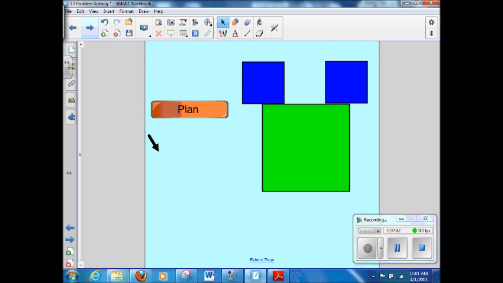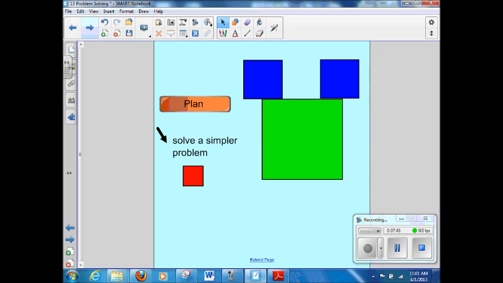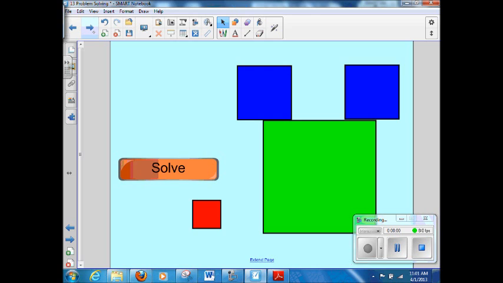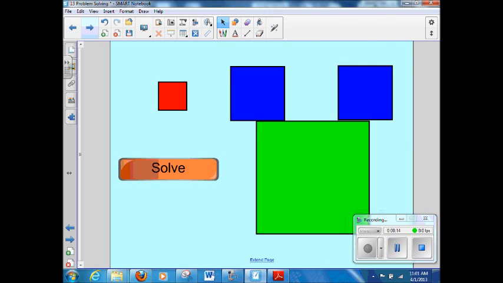Okay, my plan is, solve a simpler problem. It has something to do with that red square. If I figure out how many red squares go in a blue square, then I think I might be on the right track. Let's go on and see if I can solve that. If I know that there's 1, 2, 3, 4 red squares in each blue square, and if those blue squares fit in the green square, let's see, I think if I just divide this green square like this, I can see that, oh, yeah, those blue squares are about the same as that.